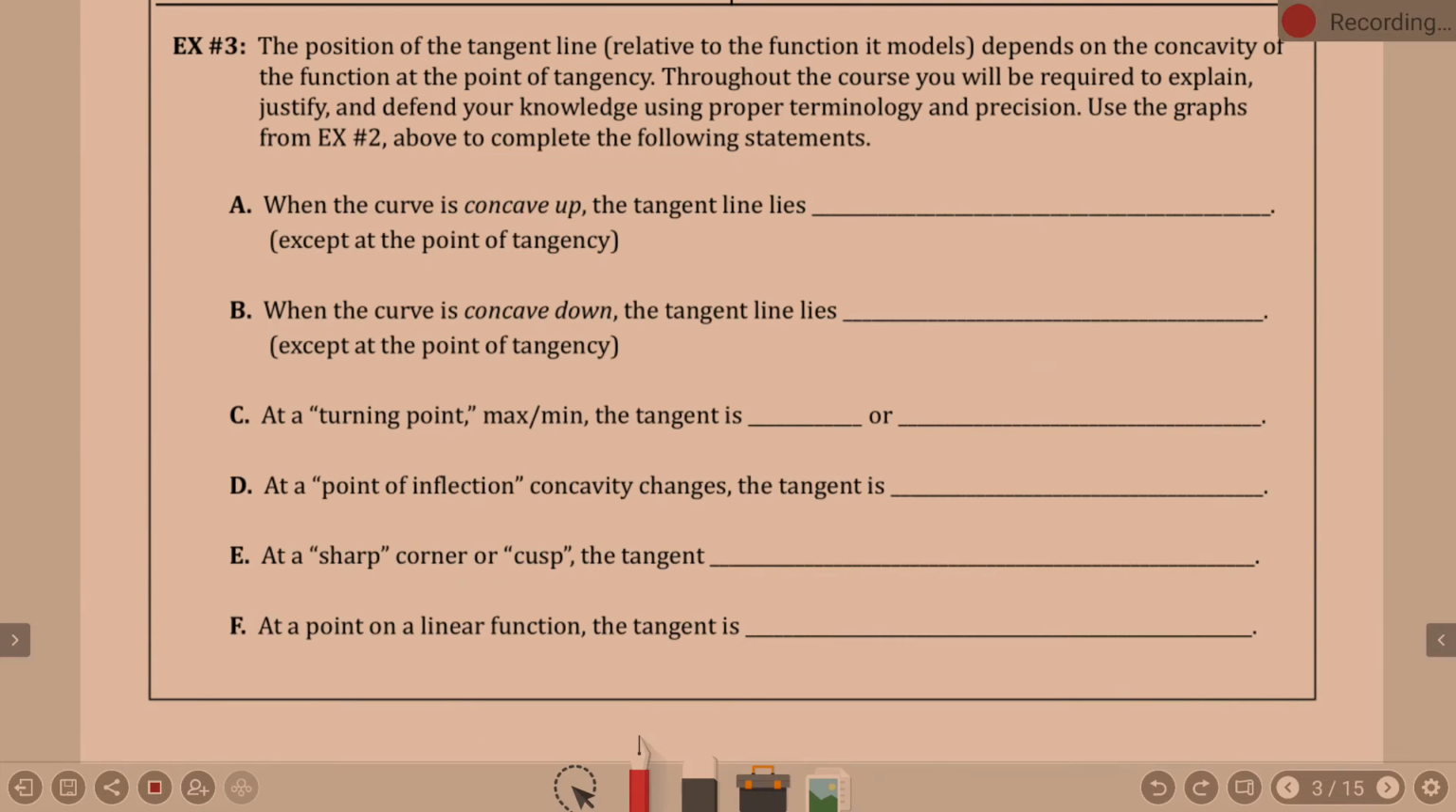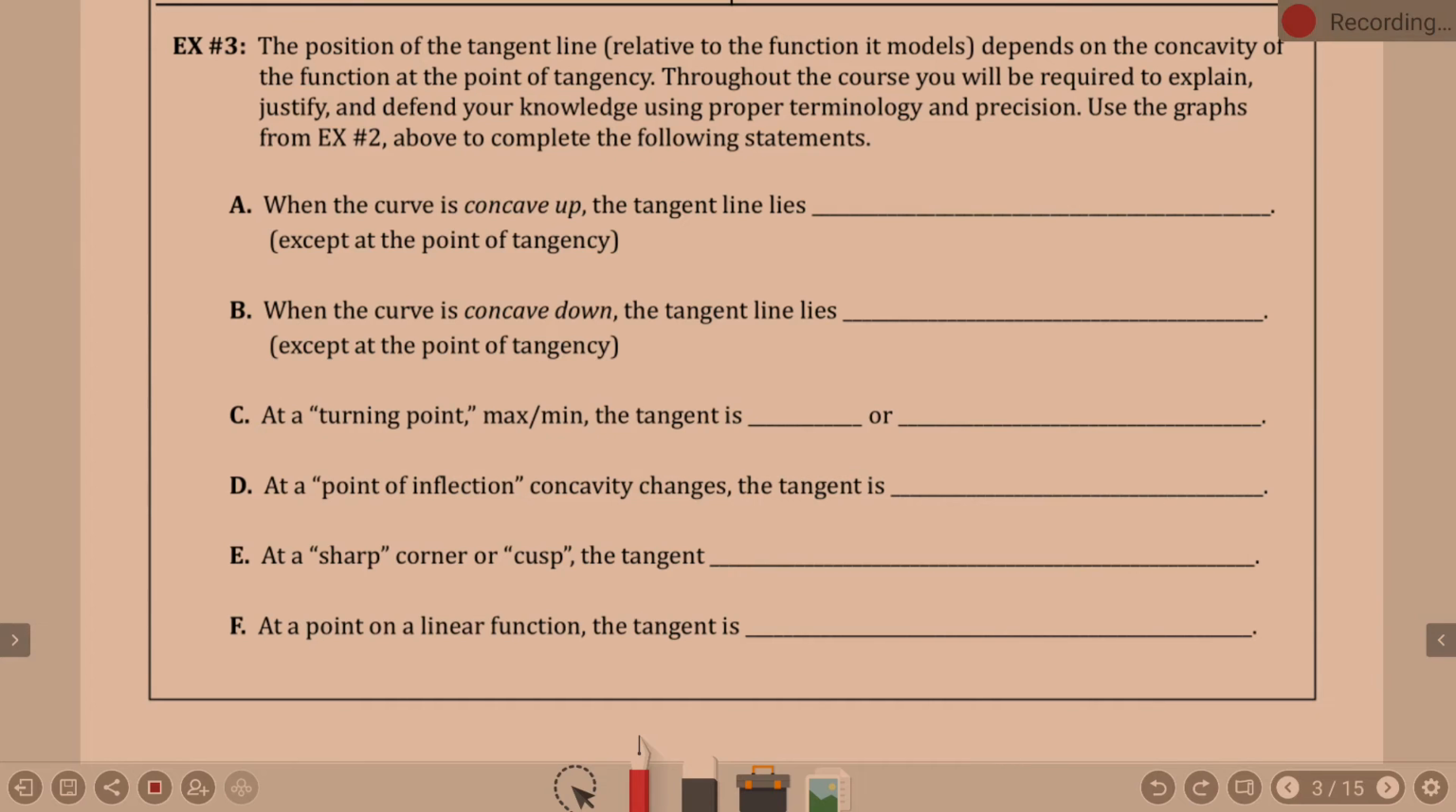The position of the tangent line relative to the function it models depends on the concavity of the function at the point of tangency. Throughout this course, you'll be required to explain, justify, and defend your knowledge using proper terminology and precision. Use the graphs from example number 2 above to complete the following statements. Now, concavity.